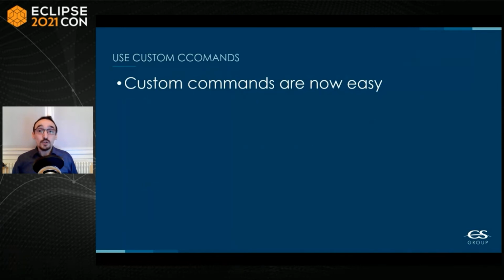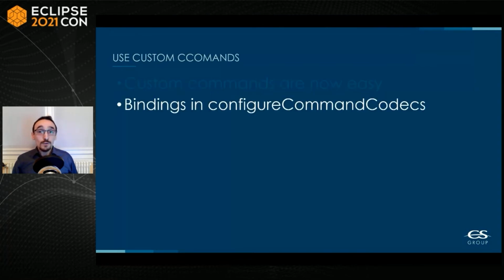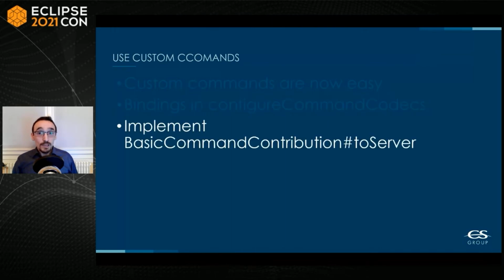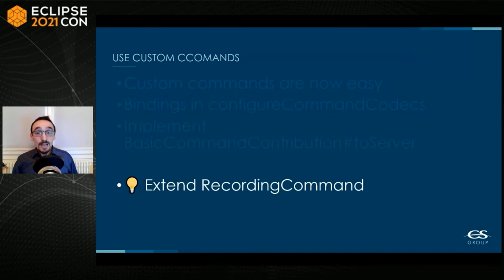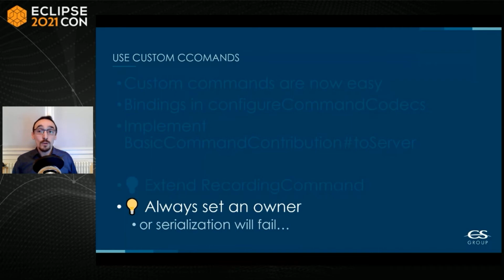Martin Fleck from EclipseSource has done a great job on custom commands. So it's now easy to define new ones to edit the model. You'll just have to bind a new codec in which you implement the toServer method. I suggest your server EMF command extends the recording command class, so you don't have to worry about undo and redo implementations. On the front end, when creating a command, you must always set an owner or the serialization will fail on the server.